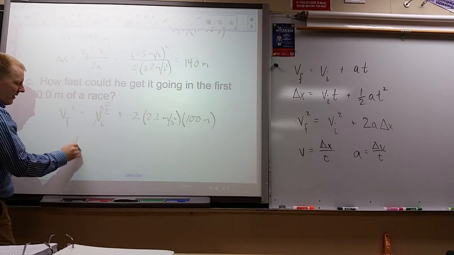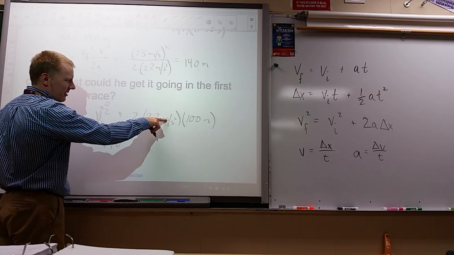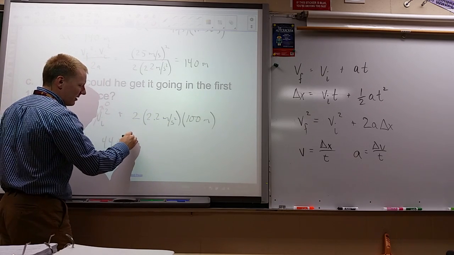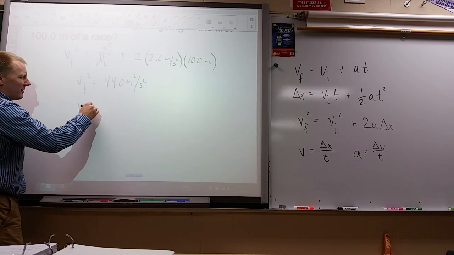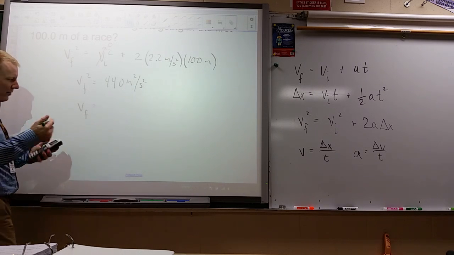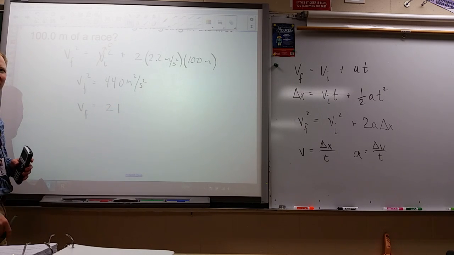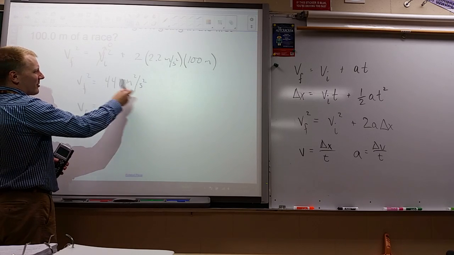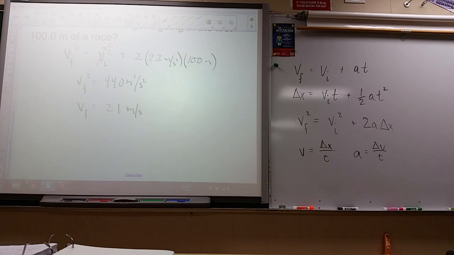So V final squared is 440, and it's going to be meters times meters, so meters squared per second squared. And then what is the square root of that? Square root of 440. 20.97, so 21. What are our units? Take the square root of that, so meters per second. So you'd be going 21 meters per second after 100 meters.